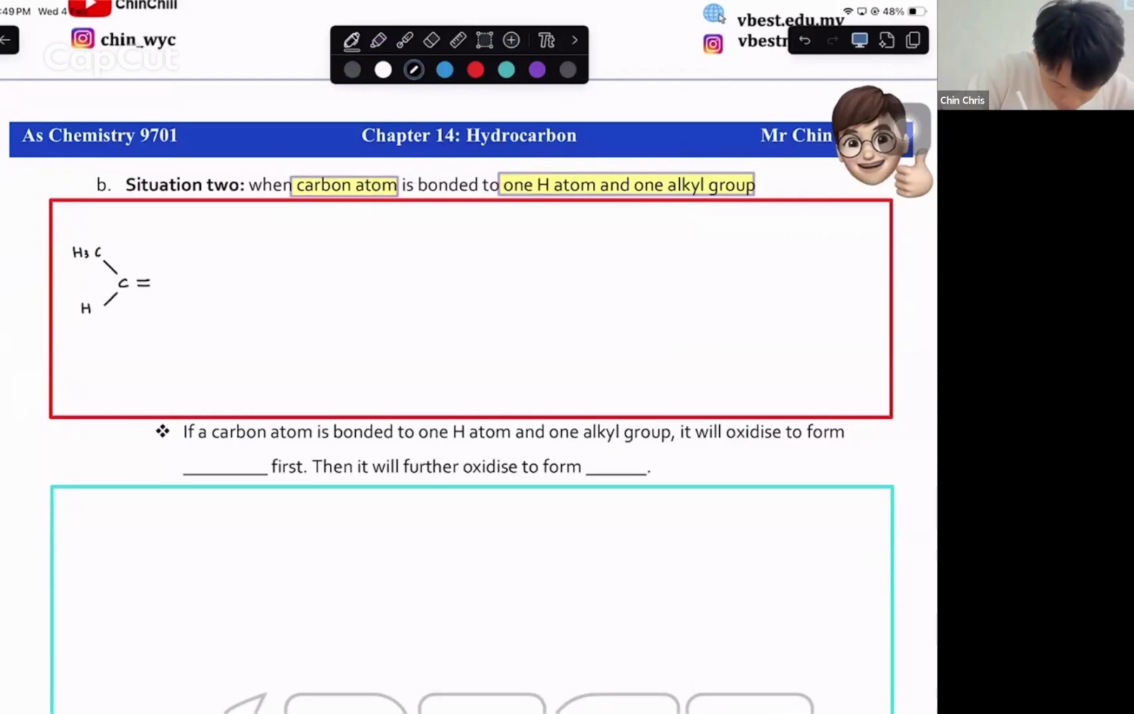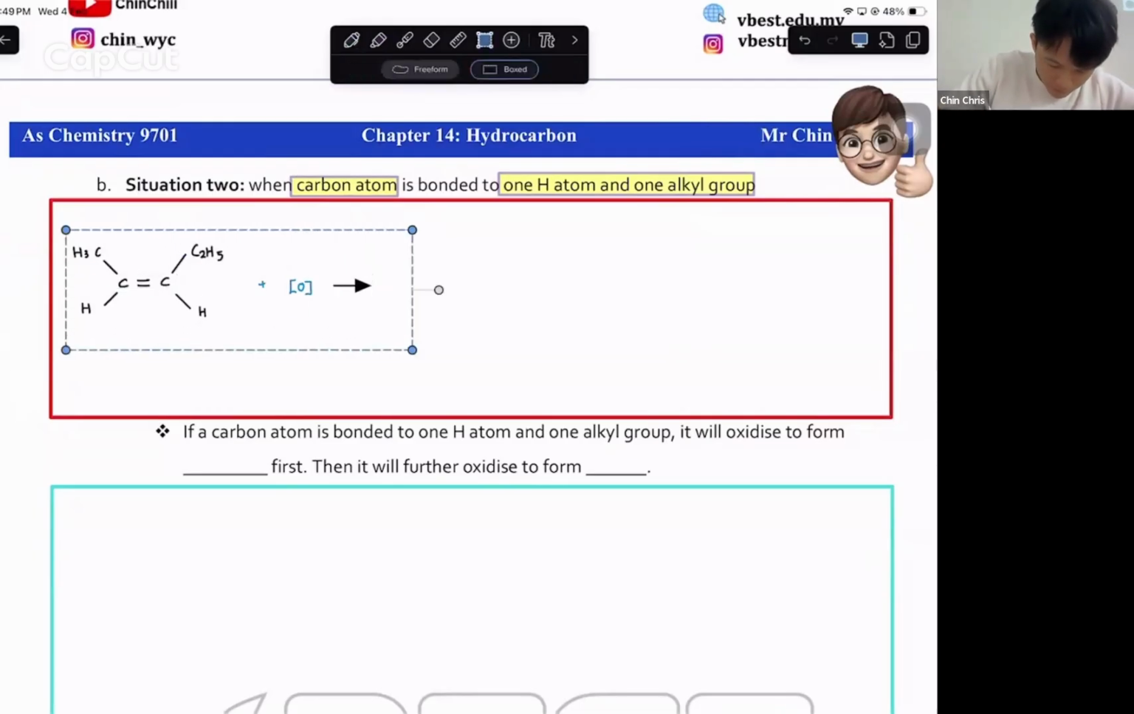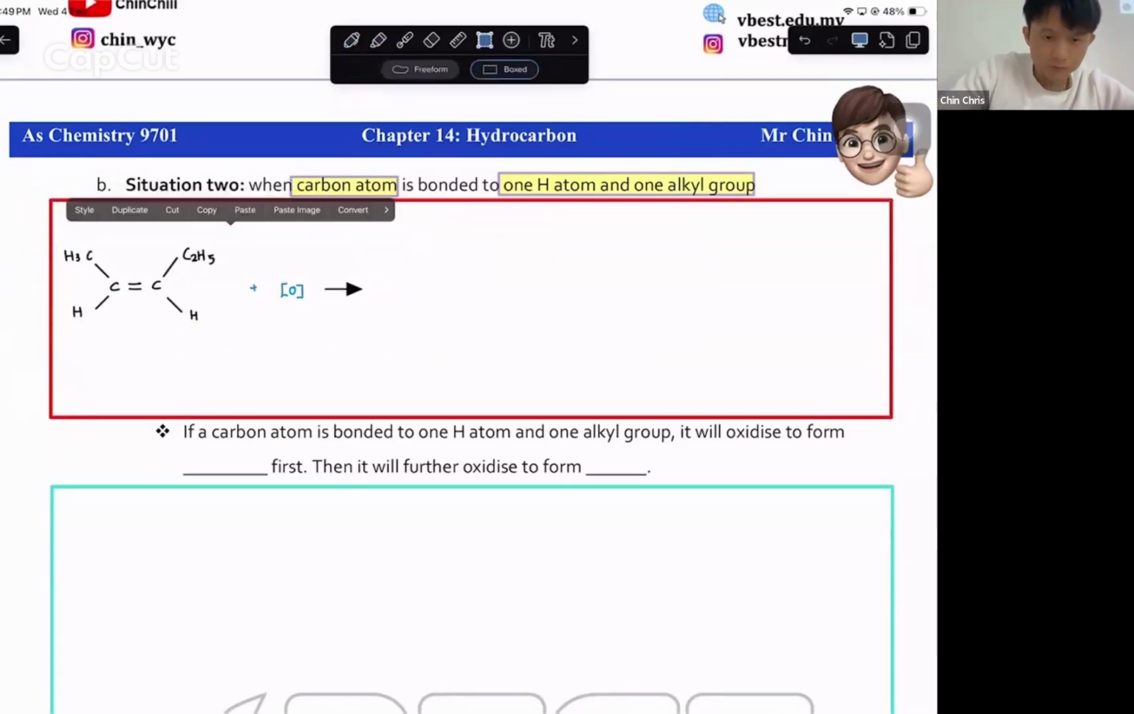double bond, bonded to a C2H5 and a H. And I decide to oxidize it. Okay, please write it down.